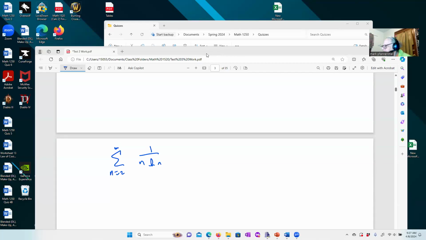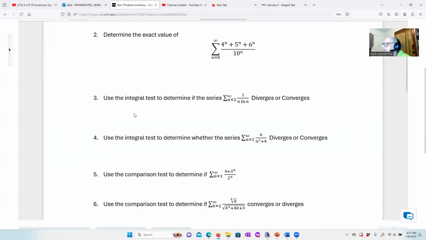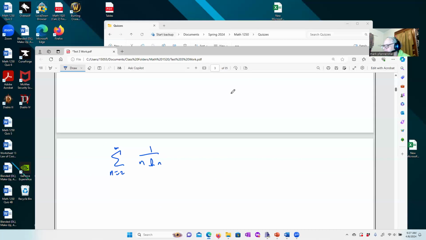We have our next problem, number 3 here. We're going to use the integral test to determine if this thing converges or diverges. So using the integral test, let's go ahead and see about that. I wrote down the problem here.